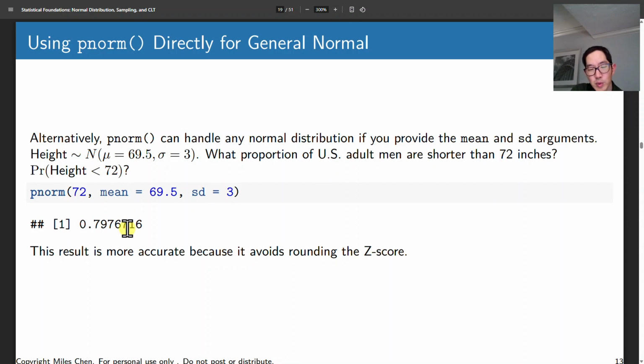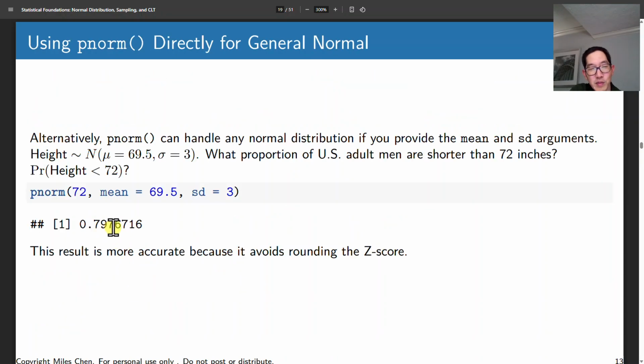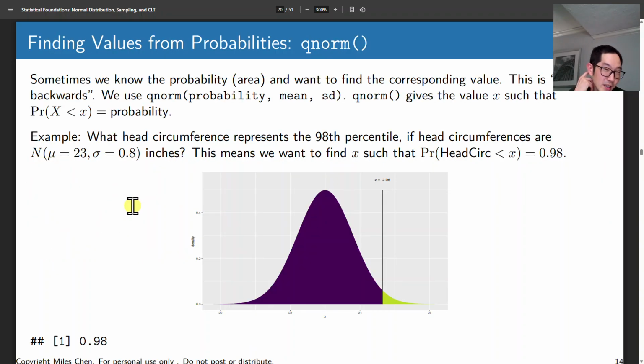This is technically a little bit more accurate because here we had to do a little bit of rounding off, 0.8333. And if I kept even more decimal places, this says 0.797662, and this is 0.79767. So this is technically a touch more accurate, but again, it's not like the heights of adult men in the U.S. follow the normal distribution exactly. So it's an approximation, and it's going to be pretty good either way, I think.